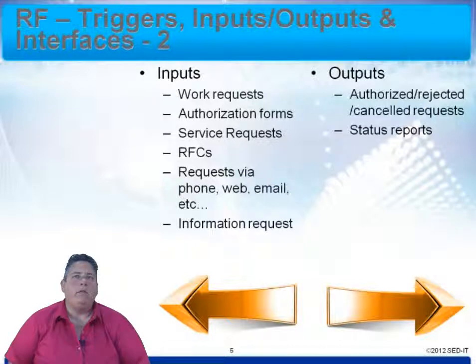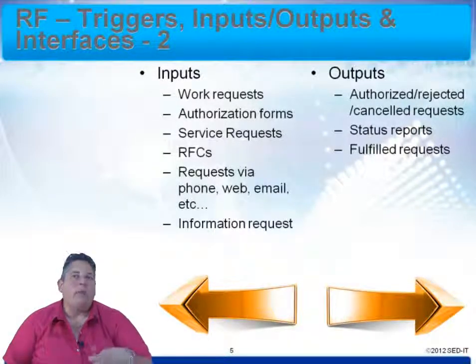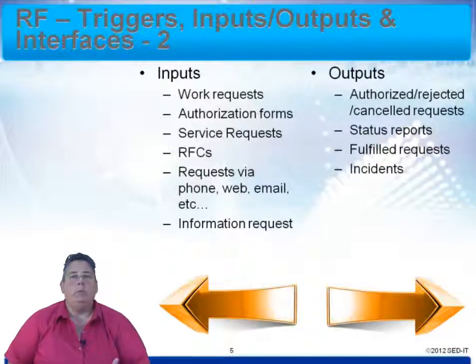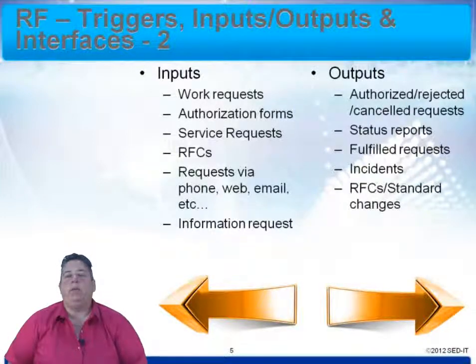Outputs of this process: authorized, rejected, or canceled requests. So we can have an ongoing development of the process in terms of what are going to be the items that we're going to manage formally through the process. So that could be the RFC. I would like to manage X product as a request fulfillment item. That would be reviewed by change. Change would either authorize it, reject it, or potentially cancel it.